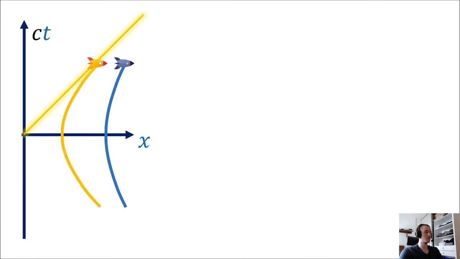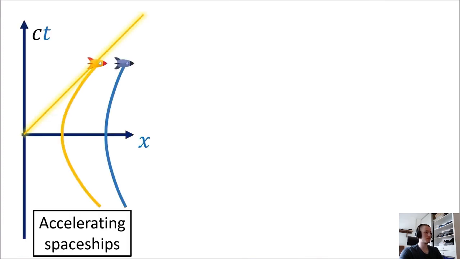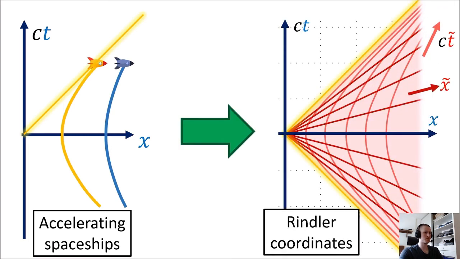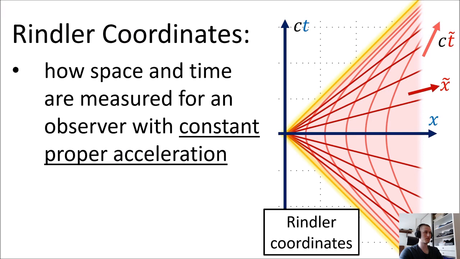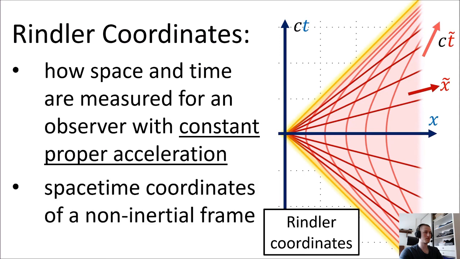We can use the idea of maintaining the same distance between accelerating spaceships in their own reference frame to create a curvilinear coordinate system called Rindler Coordinates. Rindler Coordinates show us how time and space are viewed from the perspective of an observer that is traveling with constant proper acceleration. This means that Rindler Coordinates are a spacetime coordinate system for a non-inertial frame of reference.